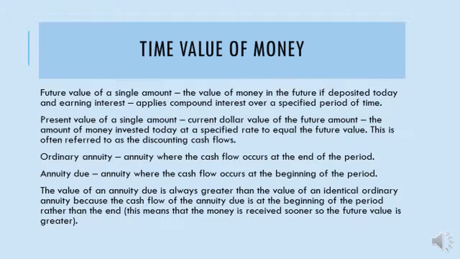Ordinary annuities are where the cash flow occurs at the end of the period. An annuity due is an annuity where the cash flow occurs at the beginning of the period. So the value of an annuity due is always greater than the value of an identical ordinary annuity because the cash flow of the annuity due is at the beginning of the period rather than at the end. This means that money is received sooner, so the future value is greater.